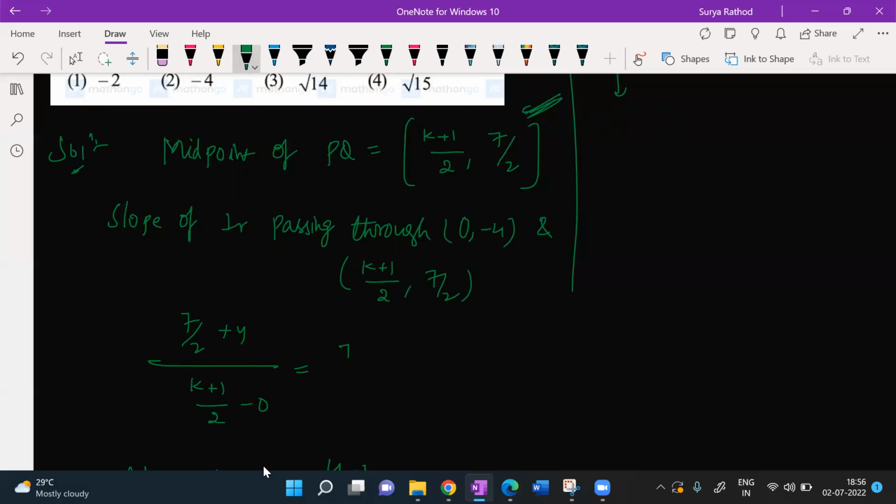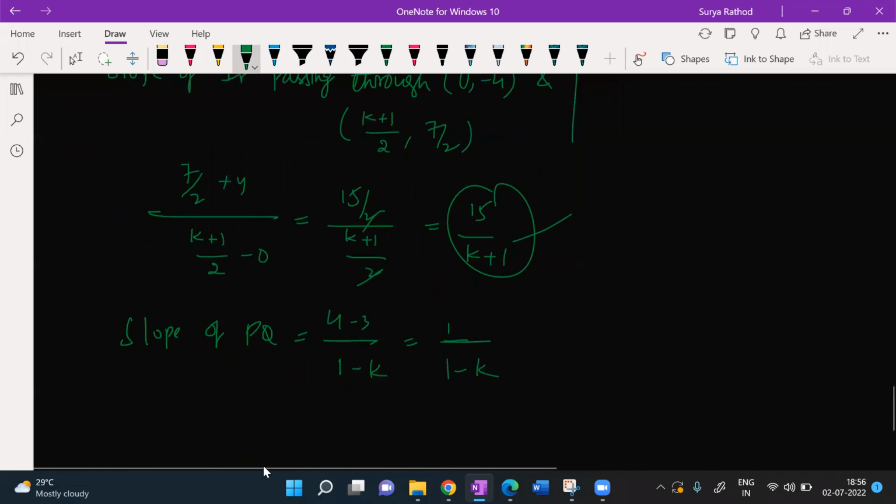So 7 plus 8 means 15 by 2, correct? In the numerator, 15 by 2, divided by (k+1) by 2. So this will get cancelled, and you will get 15 by (k+1). Okay, so now look at this, I got the slope of this. Let us take this as m1 and this as m2.